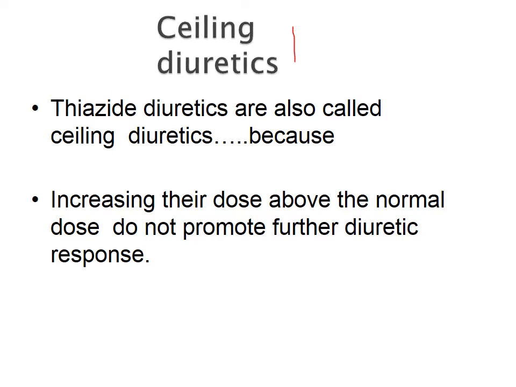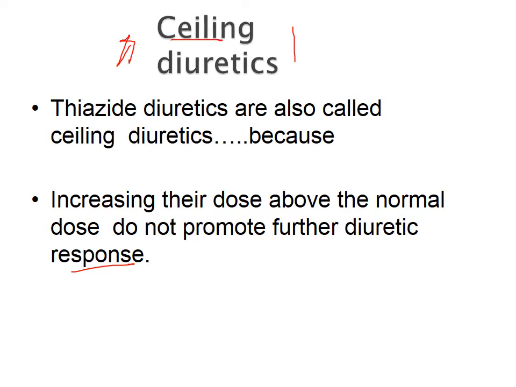Basically, these thiazide diuretics are known as ceiling diuretics because if we keep on increasing their dose above the normal, they do not promote further diuretic response. The ceiling phenomenon is basically, I think, that the receptors are occupied by that drug. If all receptors are occupied and you keep on increasing the dose, then this drug is not able to have that pharmacological effect that it has at lower doses. So that is basically the ceiling effect.